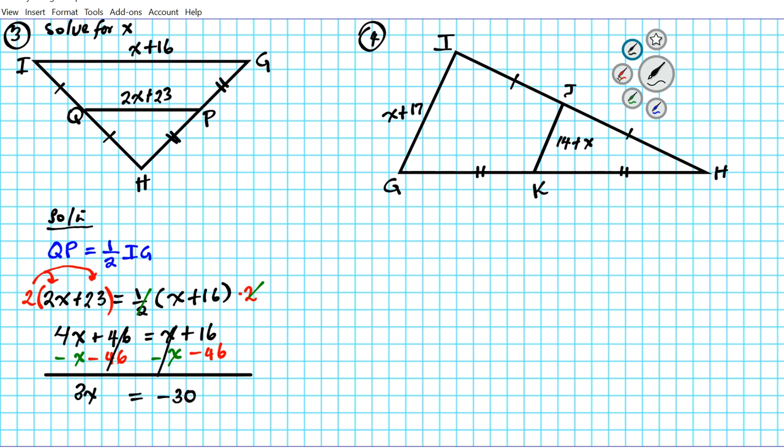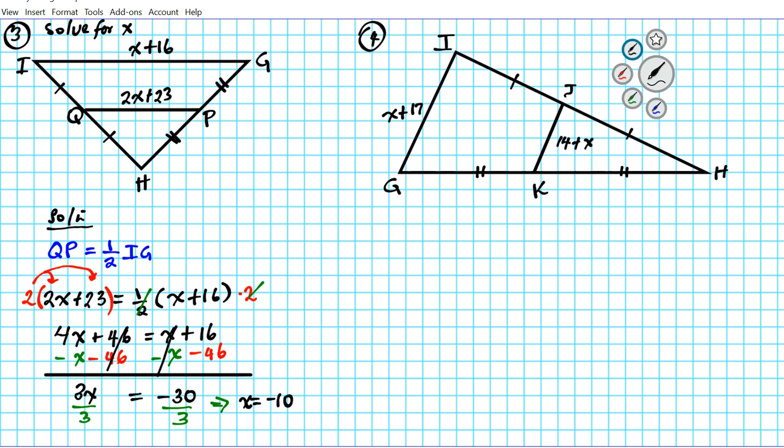To finish this off, we'll just simply get rid of this coefficient of 3, just divide both sides of the equation by 3, and that will give us our final answer. And then our answer is going to be x equals negative 10. So we have x equals 10. Okay, no, x equals negative 10.